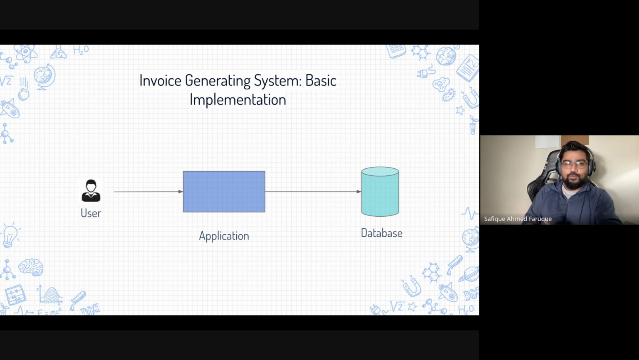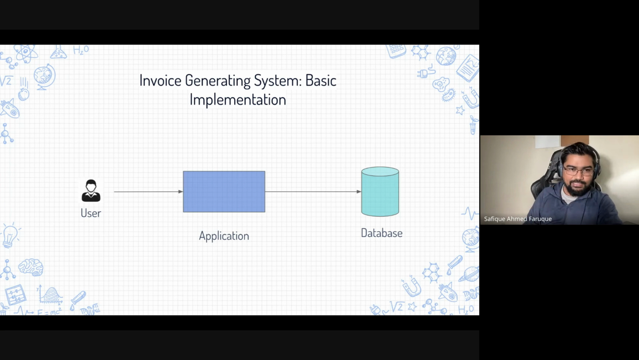Suppose we have an invoice generating system. I always try to give an example. So this is one example: we want to build an invoice generation system. Suppose we have the features of creating a new invoice, designing it, saving it, and sharing it to other people. Suppose everything is working there.